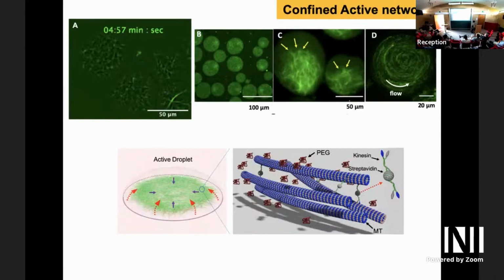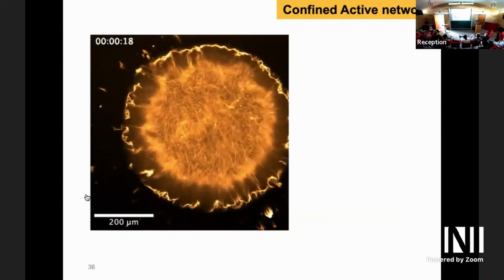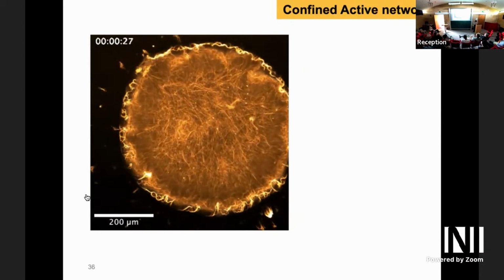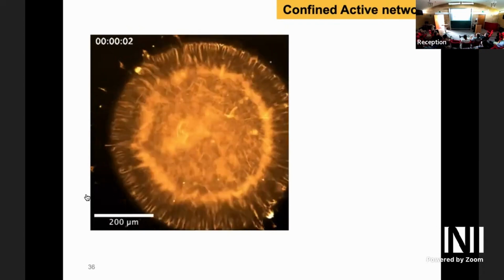You have always the same network, but you confine it in an evaporating droplet. Of course, you have the flow field that is generated by the evaporation, and we wanted to see how it couples with the activity of this network. You see that you observe this kind of behavior. You see that already at the beginning of the experiment, the process already began.